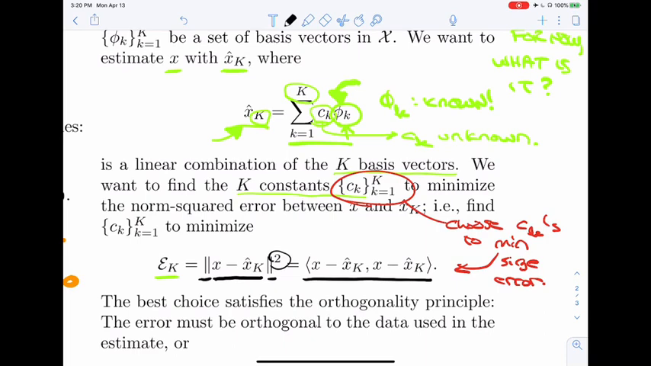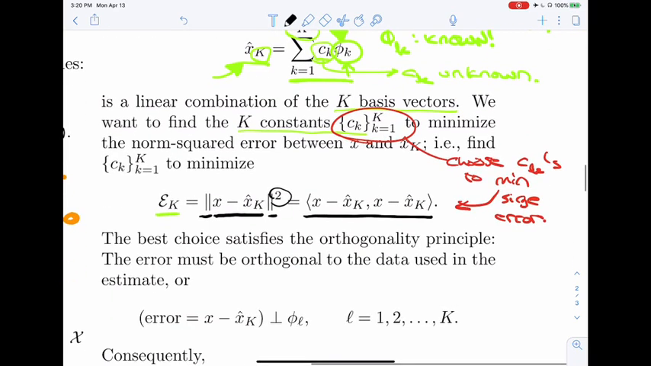Well, it turns out, and we're not going to prove this just yet, but we will prove it later, that the best choice does satisfy the orthogonality principle. This is just a gorgeous result. It's also what we saw last lecture when we were trying to find those coefficients, and we said the best coefficients made the error orthogonal to the data. It's the same thing going on here. It's just that we're doing orthogonality in this generalized sense using inner products. So the best choice of these coefficients satisfies the orthogonality principle.